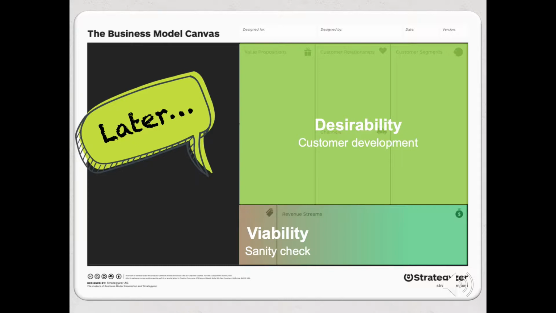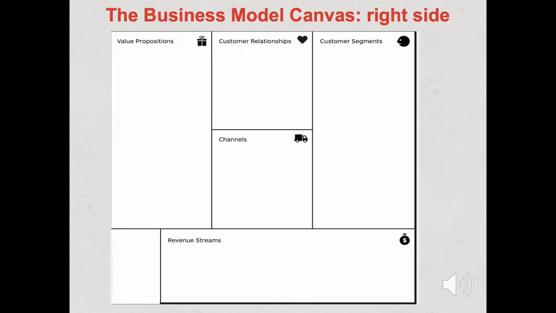So let's dive into the segments of the business model canvas that appear on the right-hand side. The right-hand side of the business model canvas has 5 sections: customer segments, customer relationships, value propositions, channels, and revenue streams. Let's go through each segment to understand what each is focused on.